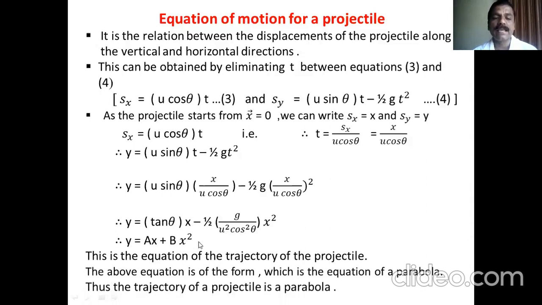So we can say the trajectory of the projectile is a parabola, which means projectile motion is nothing but parabolic path motion.